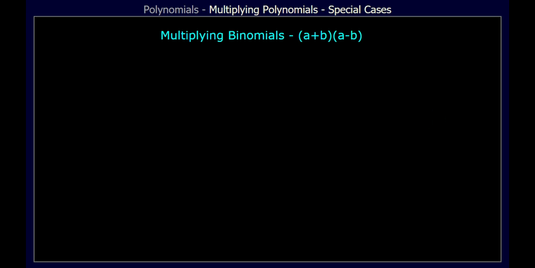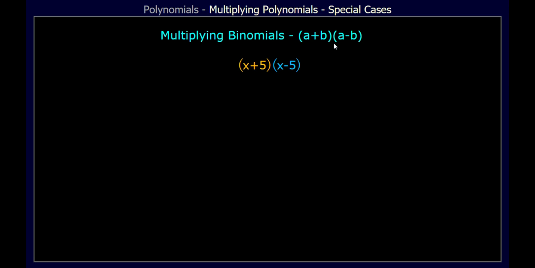So today we're going to learn a couple shortcuts. That's our special cases. So if we can recognize a pattern, then we don't actually have to do a full multiplication. Here we're going to be looking at multiplying two binomials together, but they have a very special pattern of a plus b times a minus b.